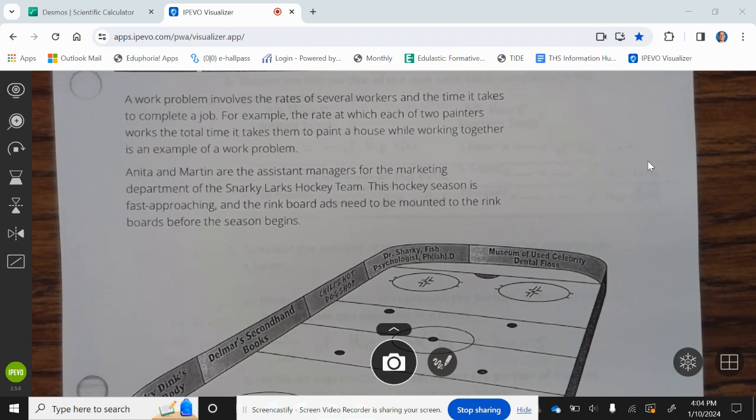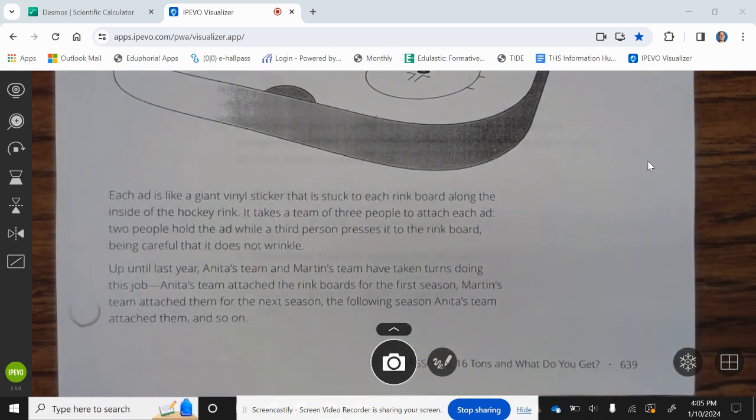Anita and Martin are the assistant managers for the marketing department of the Snarky Larks hockey team. This hockey season is fast approaching, and the rink board ads need to be mounted to the rink boards before the season begins. Each ad is like a giant vinyl sticker that is stuck to each rink board along the inside of the hockey rink. It takes a team of 3 people to attach each ad. 2 people hold the ad while a third person presses it to the rink board, being careful that it does not wrinkle. Up until last year, Anita's team and Martin's team have taken turns doing this job.